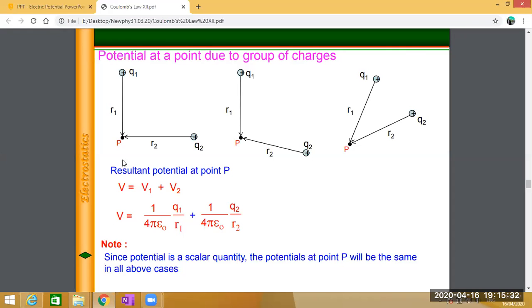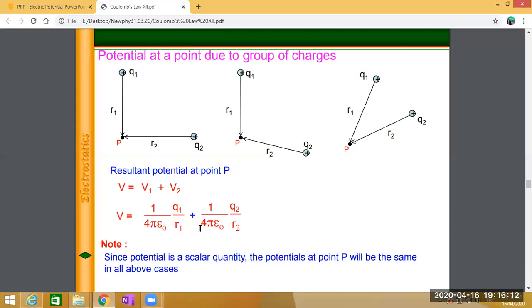So the potential at P due to Q1 will be KQ1 upon R1, and the potential at P due to Q2 will be KQ2 upon R2. Now we can take 1 by 4 pi epsilon naught as common, which is called K. So we can write K times Q1 upon R1 plus Q2 upon R2. Since potential is a scalar quantity, the potential at a point will be the same in all the above cases.